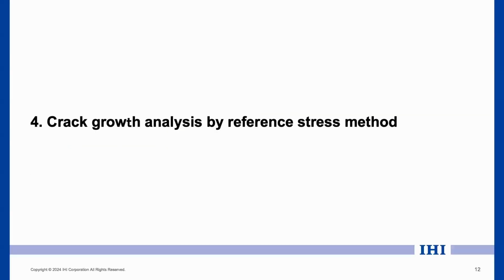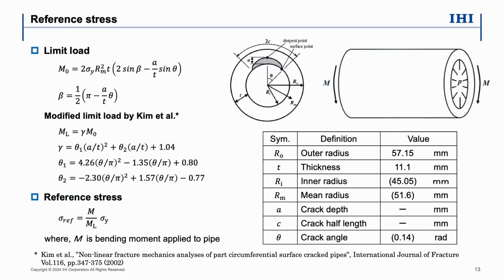So next we carried out fatigue crack growth analysis by the reference stress method. The reference stress is given as a function of the ratio of applied load to the limit load, shown here. And we conducted a bending test, so we have to consider the bending moment. When the pipe with a circumferential surface crack is subjected to bending moment, the limit load was given by this equation. But the accuracy of this equation is reported to be somewhat lacking.